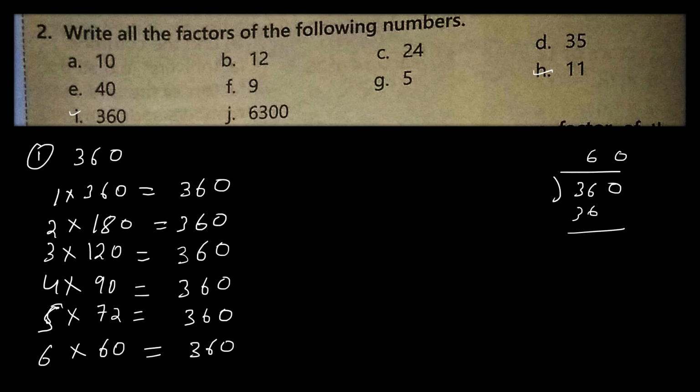Now we will try by 7. 7, yes. 7 5s are 35, 1 0, 7 1s are 7. See, not possible. So now we will try with 8. 8 4s are 32.